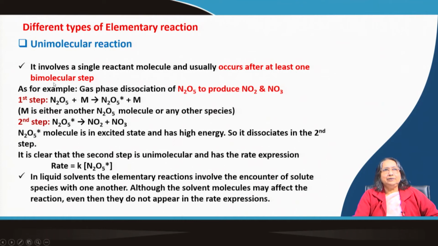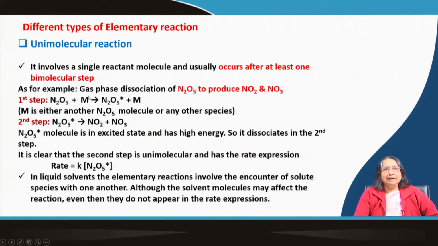Say for example, N2O5, again nitrogen pentoxide, but here the reaction is different. N2O5 produces NO2 and NO3. If it is a unimolecular reaction, this is not easily visualized, because why would it decompose unnecessarily? To do this decomposition, it must collide with some other species, maybe the same molecule or maybe something else, whatever it may be.